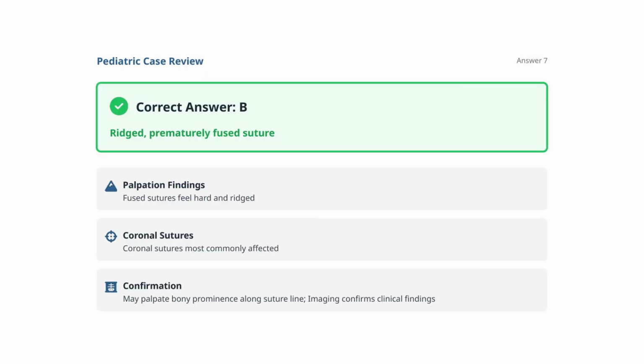The correct answer is B, ridged prematurely fused suture. In craniosynostosis, the affected sutures feel hard and raised rather than soft and mobile. The coronal sutures fuse prematurely in Apert syndrome, creating palpable bony ridges. The anterior fontanelle may be small or absent. Clinical examination findings are confirmed with skull imaging studies for surgical planning.